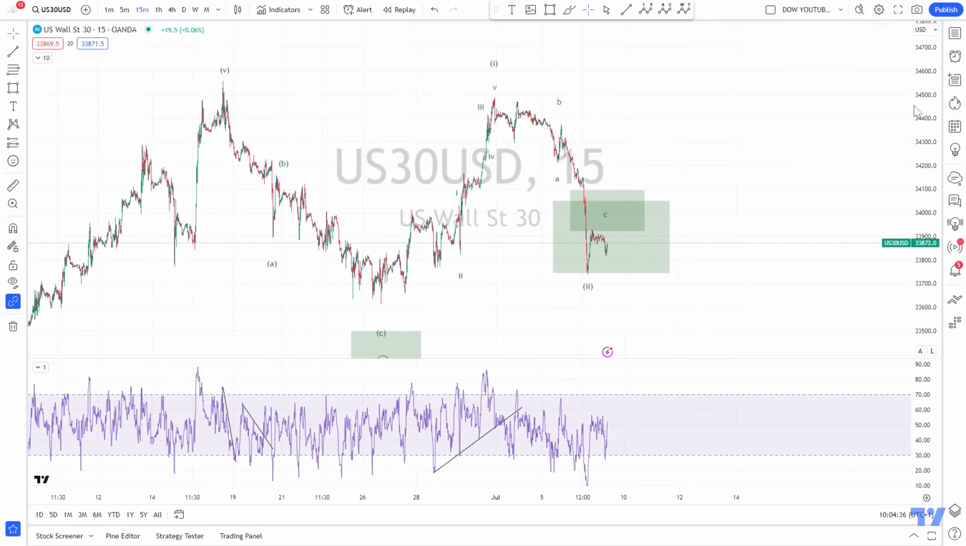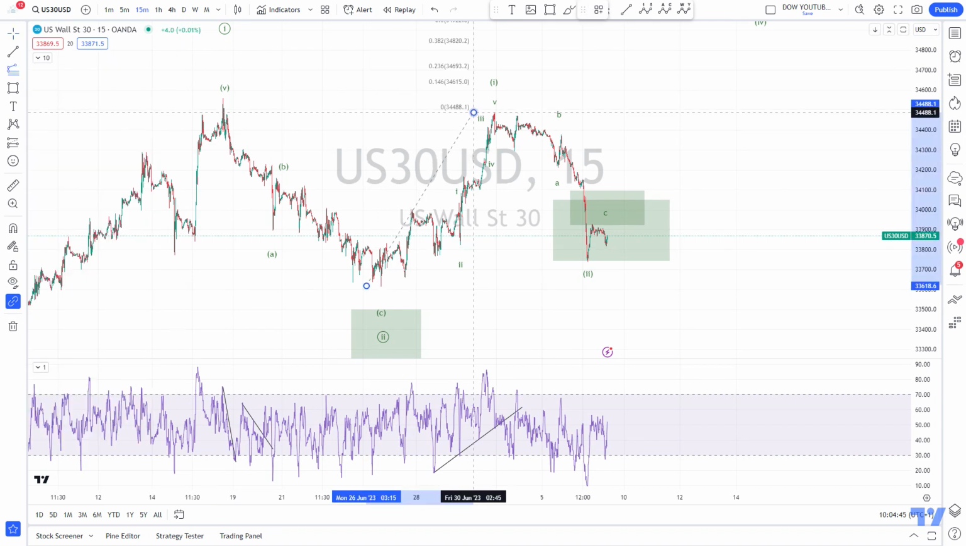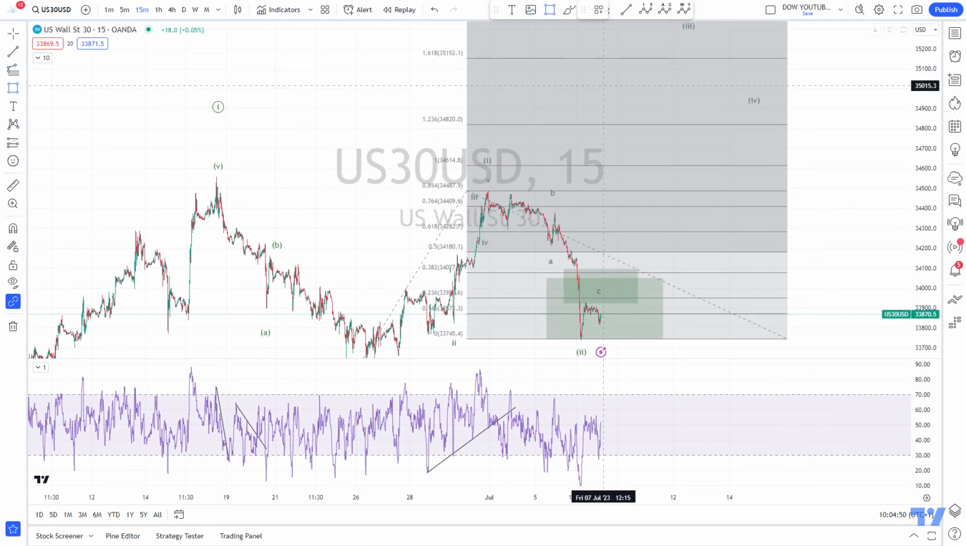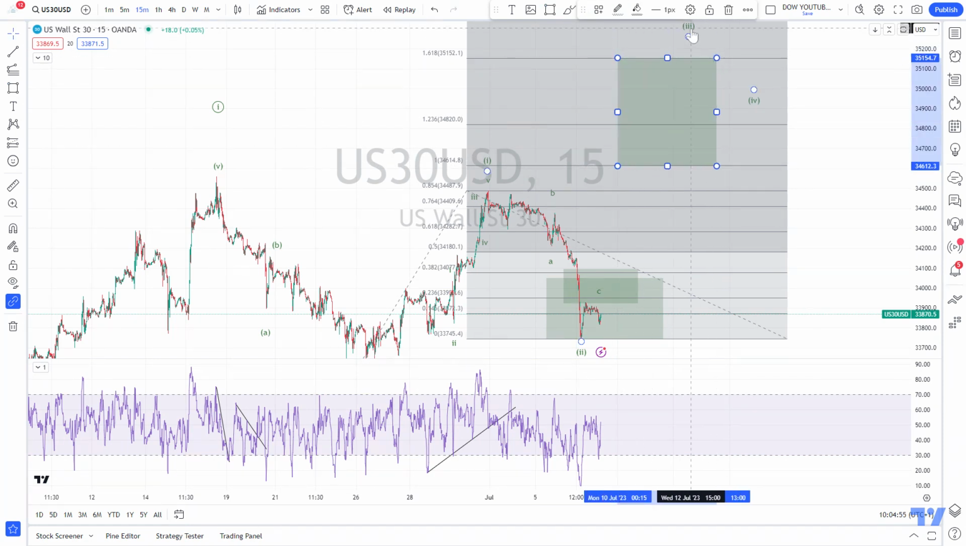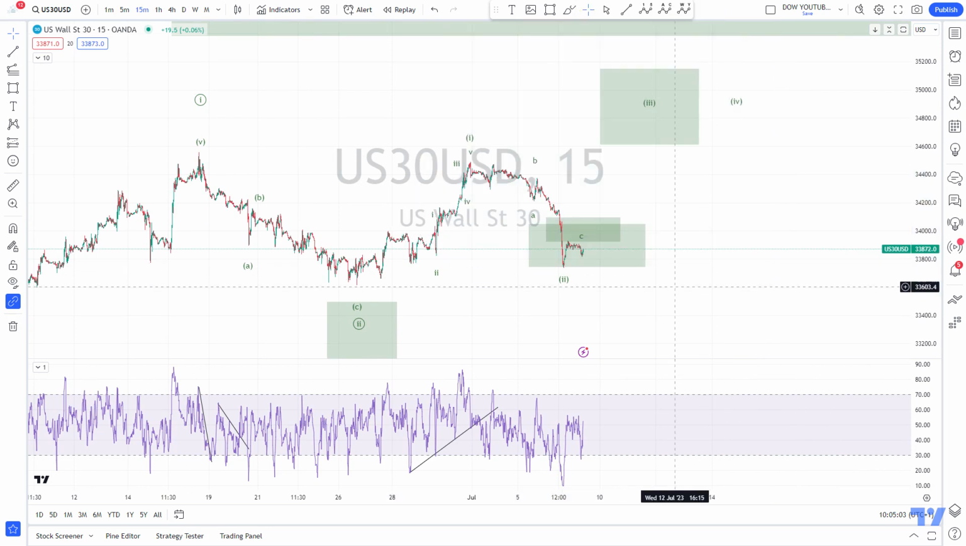If this is the wave 1 and this is the wave 2, then our target is, if we take the length of wave 1, the length of wave 2, then this area becomes our target for this wave 3. So not my type of trade, but a clear setup, I would say. This is the invalidation, and this is the target.